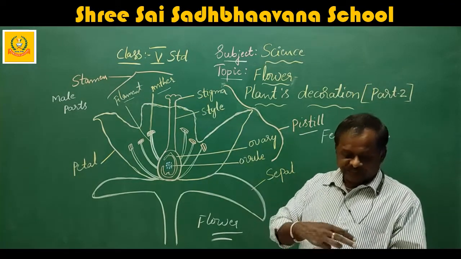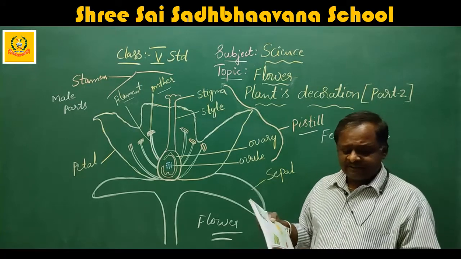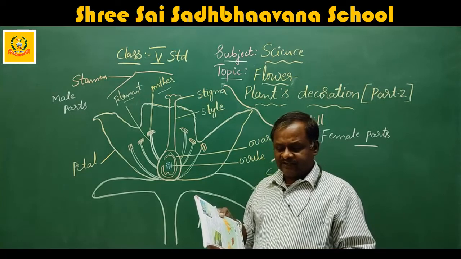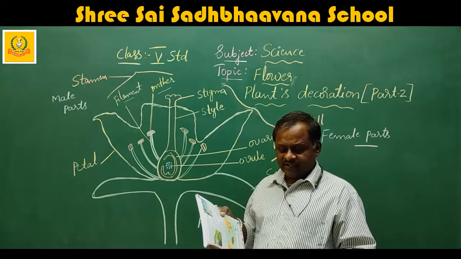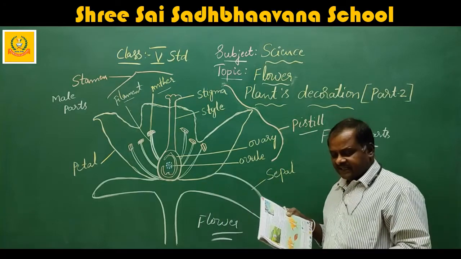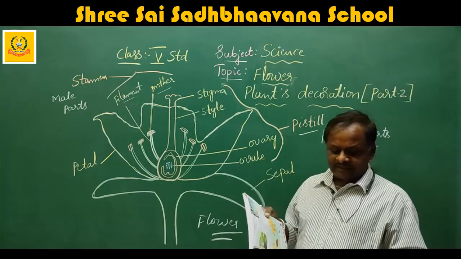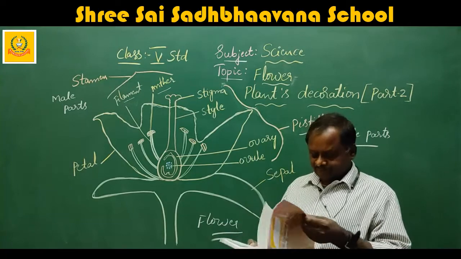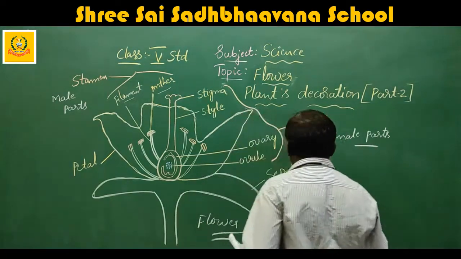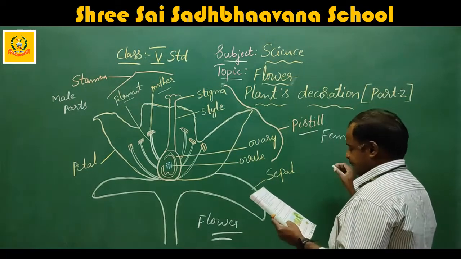Next, perfect flower. A flower that has both male parts and female parts is known as a perfect flower. Example, the flowers of rose, lily and dandelion. So what are the types of flowers? They are perfect and imperfect flowers.